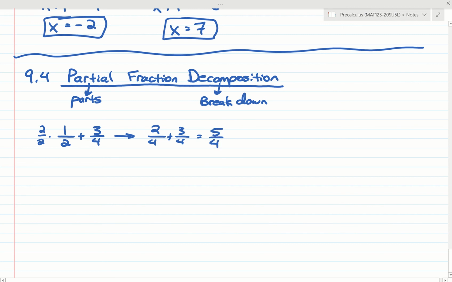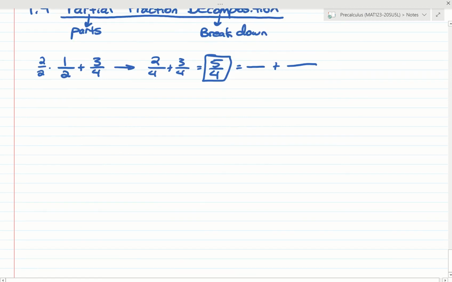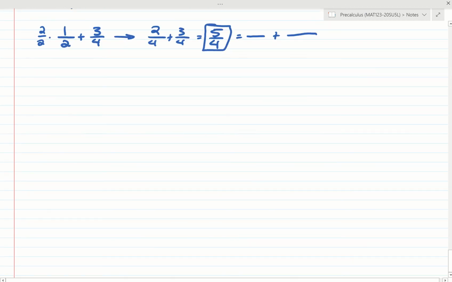So what we did is we looked to combine fractions. We took these two fractions, combined them, and got 5/4. In this section, what we're going to be learning is taking one fraction and breaking it up into other fractions. That's the whole idea. So let me show you what this looks like. Let's take a problem like this.